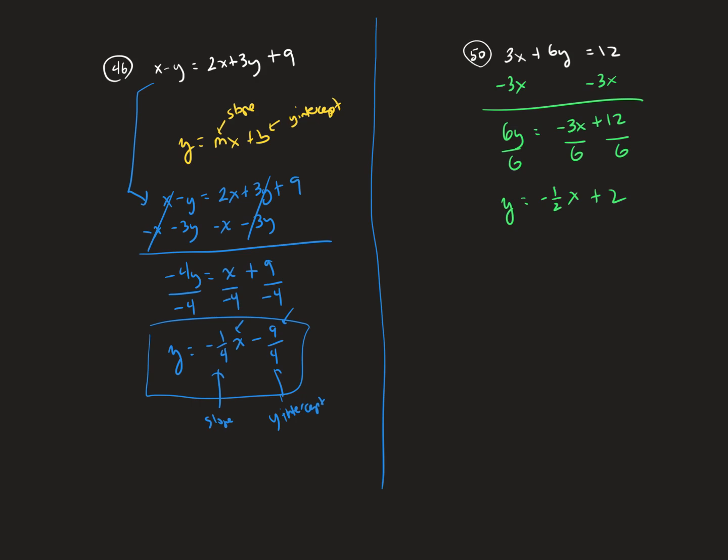So now this is in that slope-intercept form. So the number that's next to x is the slope, and the number that's by itself is the y-intercept.